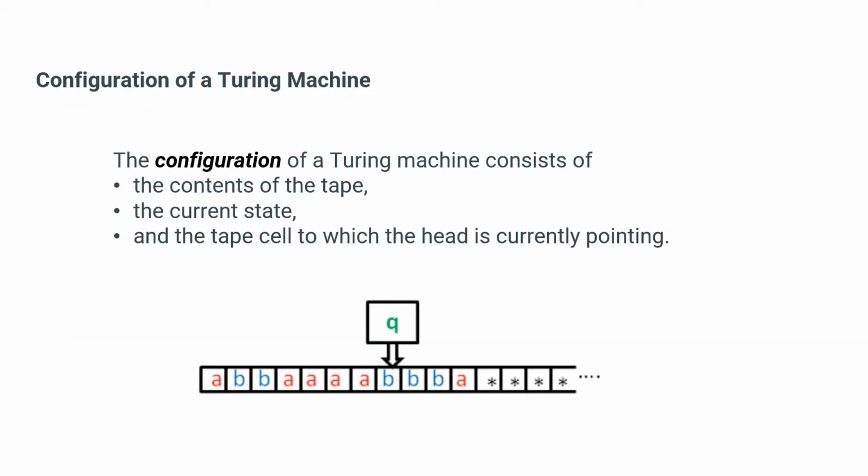Now the configuration of a Turing machine consists of the contents of the tape, the current state, and the tape cell to which the head is currently pointing, which we would call the current cell, right? So we've got a current state, a current cell, and the contents of the tape at any given time.